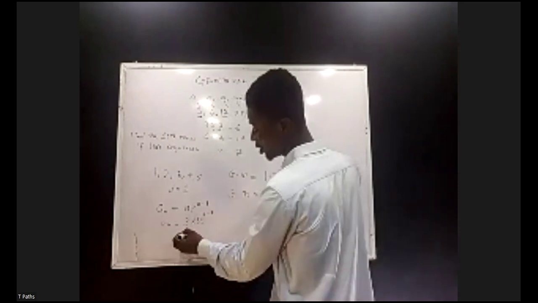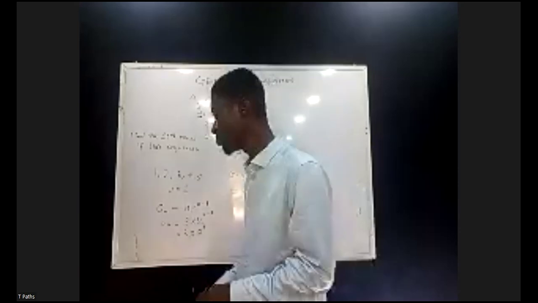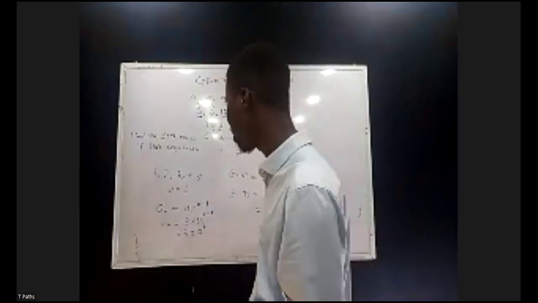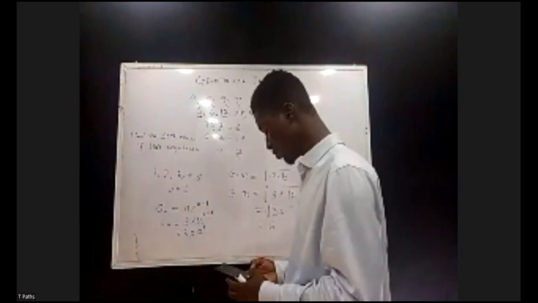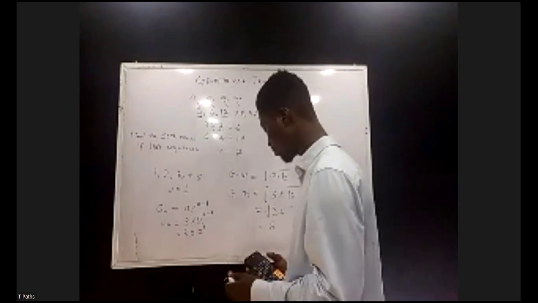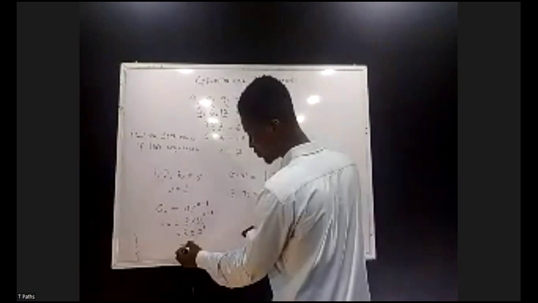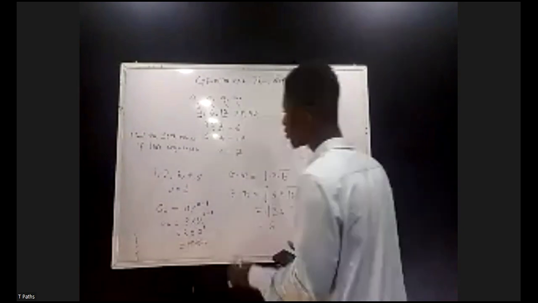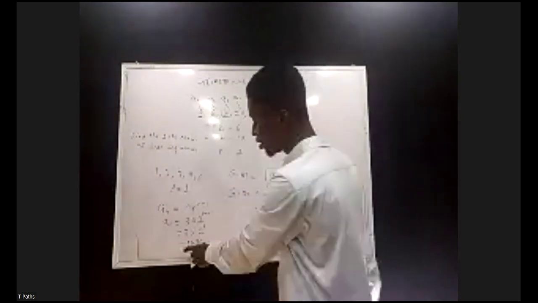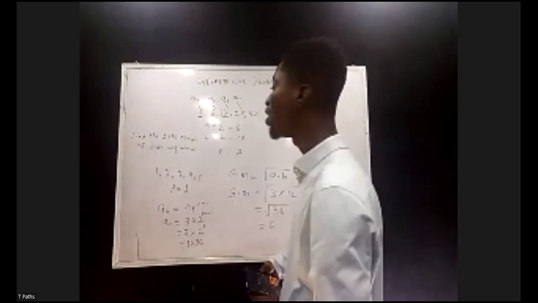So now we have 3 multiplied by 2 raised to the power 9. If you calculate 2 to the 9th, you get your answer, then you multiply it by 3. Let's do that. So we have our answer to be 1,536. That tells us that the 10th term of this sequence is 1,536.